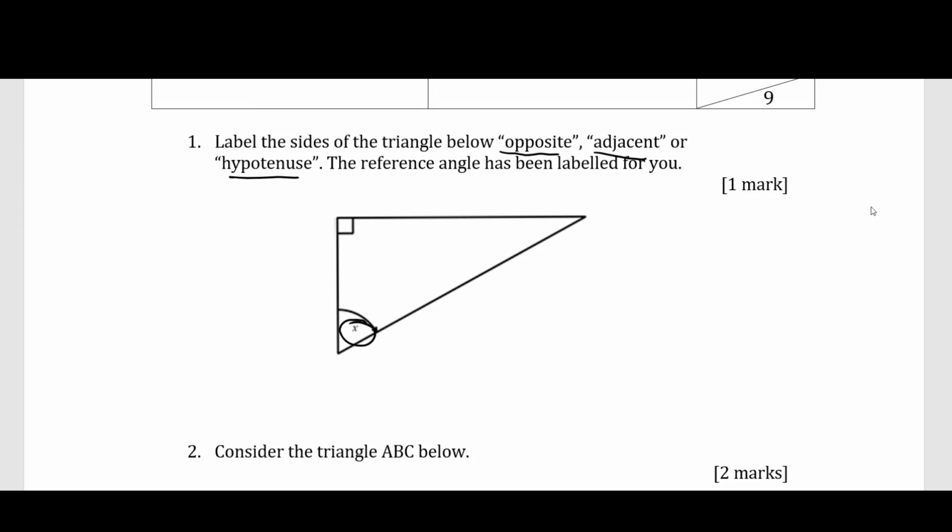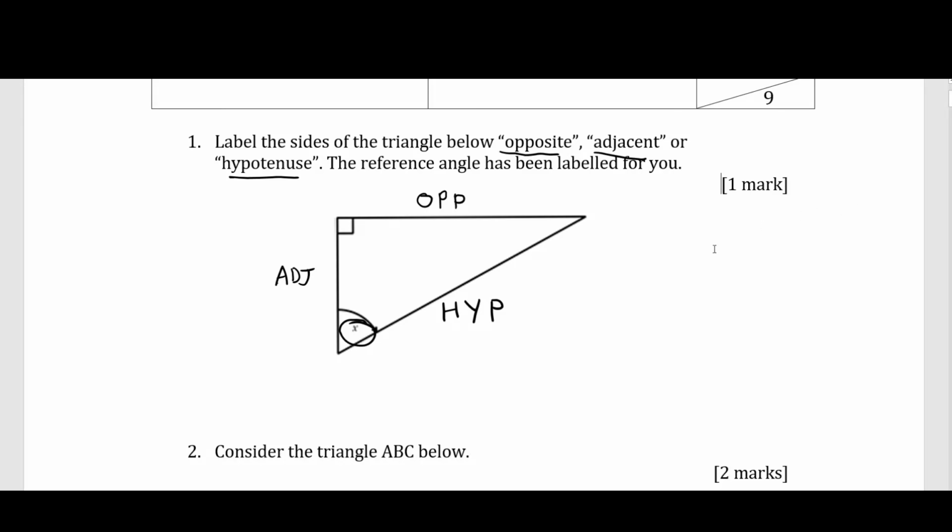Okay, so the hypotenuse is always the longest side. The longest side of a triangle, the hypotenuse. The adjacent is next to the angle. So there's our adjacent. It's right next door to this angle X. And opposite is the one away from the angle.